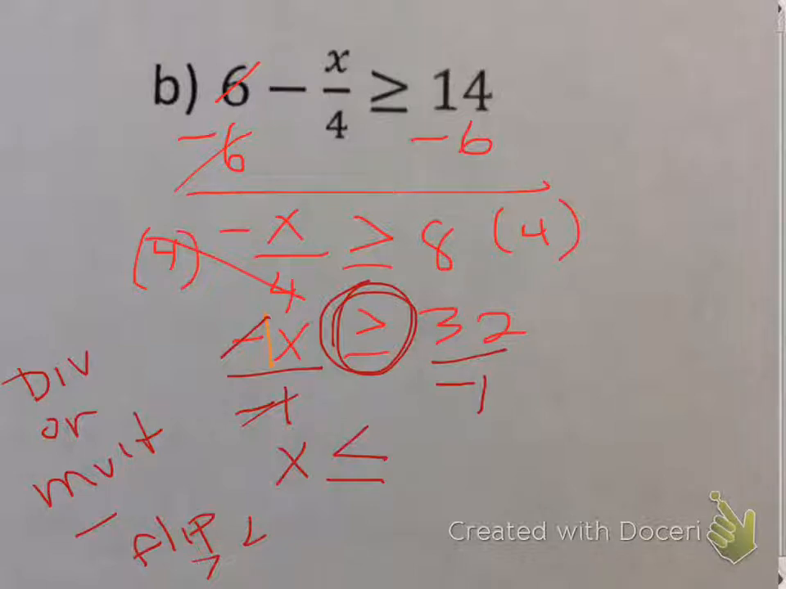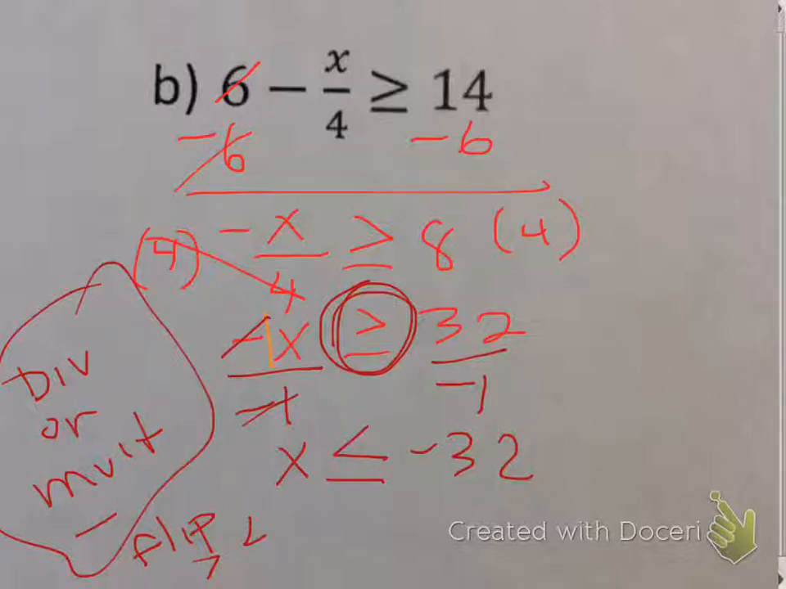Then I just continue with my math. So 32 divided by -1 is a -32. So again, the rule says anytime you multiply or divide by that negative number, you have to flip the inequality sign. Okay, so keep that in mind as you go through your homework today.